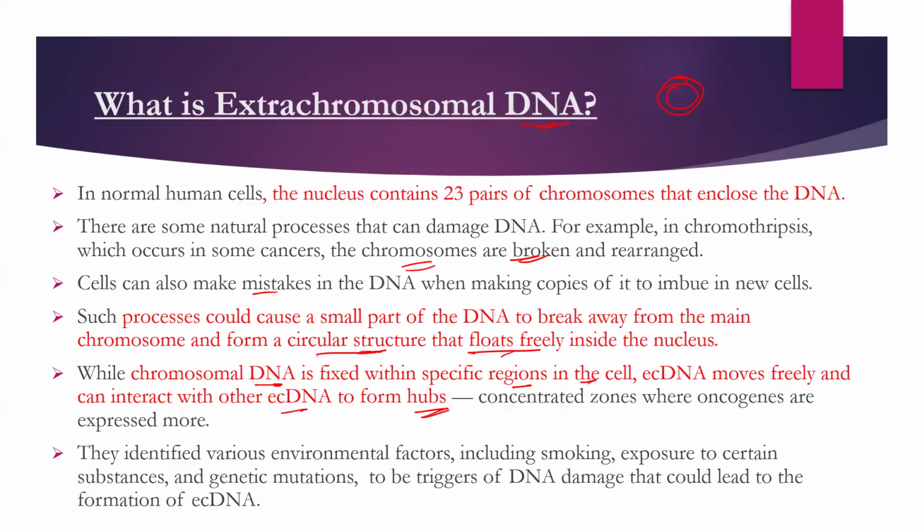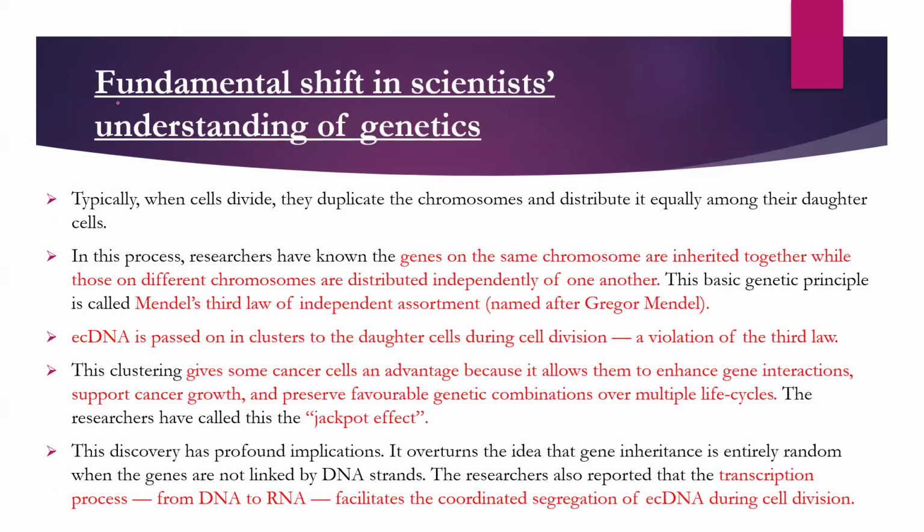Okay, at the same time, this study has also helped understand the fundamental shift in scientists' understanding of genetics. Earlier, the understanding was that all the genes in the same chromosome are inherited together, and different chromosomes are distributed independently across other chromosomes. So this was known as Mendel's third law of independent assortment. Okay, but now based on the study of extra chromosomal DNA, they are basically passed on as clusters to the daughter cells. So during cell division, extra chromosomal DNA stick together and are passed on to the next cells. Okay, so it is not that they are broken away.